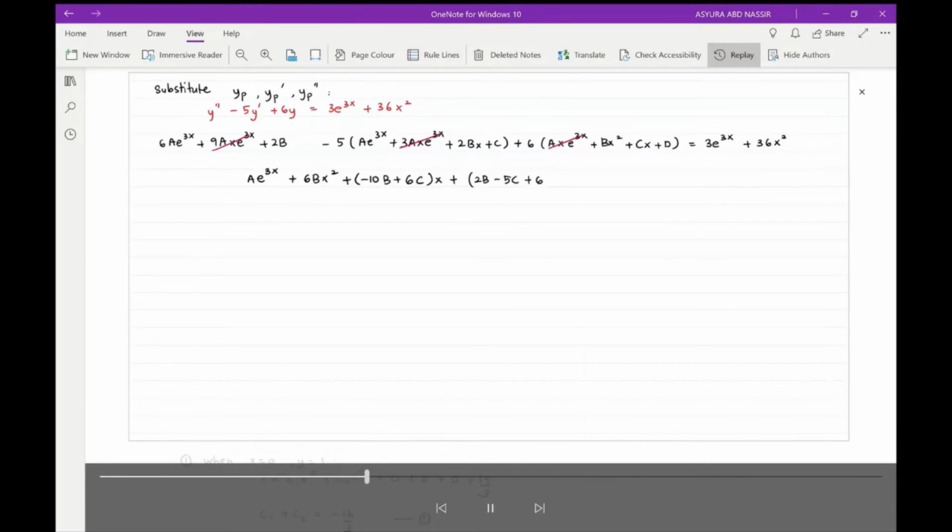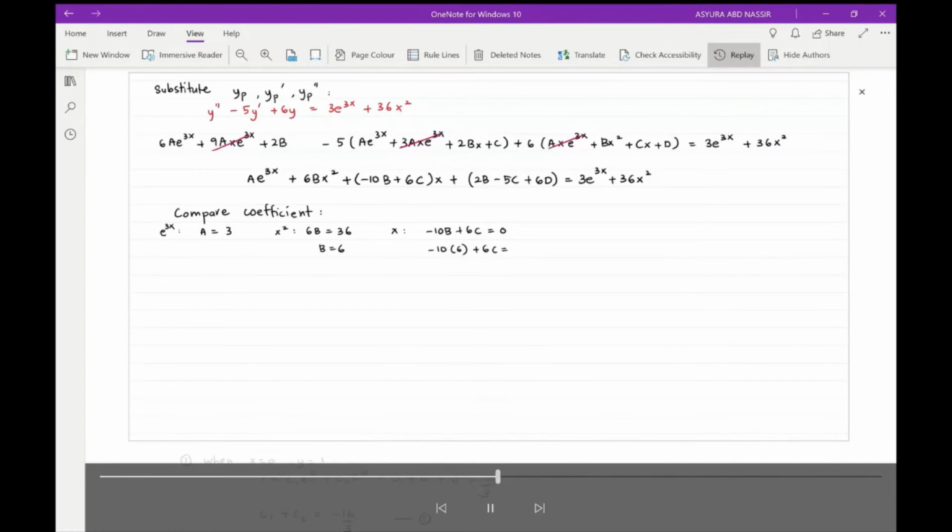Okay, then after you have simplified and collect the coefficient for each term, you will use the comparing coefficient. Firstly, we will compare the coefficient for e^(3x), that is a equals 3. Comparing coefficient for x squared, you will get b is 6. Then compare coefficient for x, you will get the value of c equals 10. And then compare for the constant, and you will get the value of d. So value of d is 19 over 3. So now you will get your yp will be 3xe^(3x) plus 6x squared plus 10x plus 19 over 3.